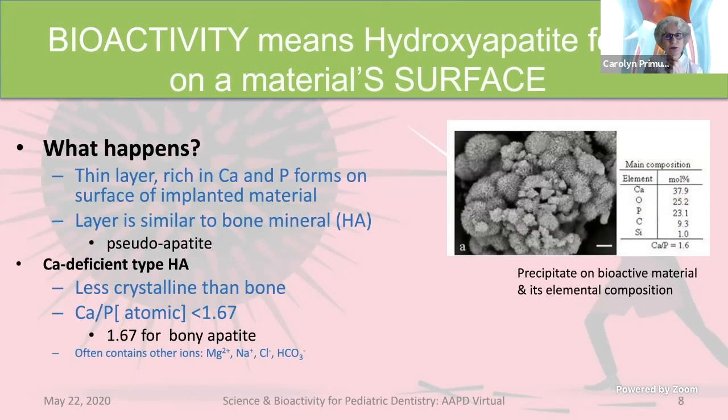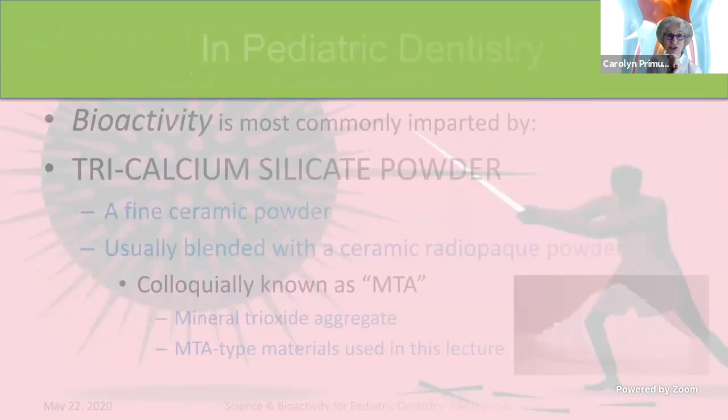So I want you to have a picture of this, and we can look at this scanning electron microscope image on the right, where it almost looks like a flower arrangement of hydroxyapatite crystals that formed on the surface of an MTA. And they are similar to bone material, but not precisely the same. They may be a little deficient. They may have some other ions, but they really in the body function in this way of bioactivity that has some benefits that I want to show you.